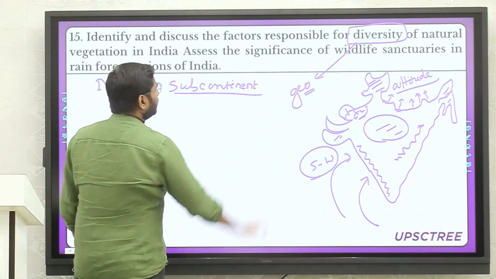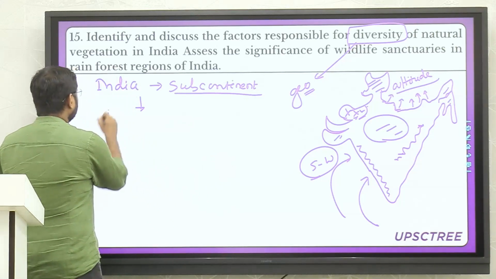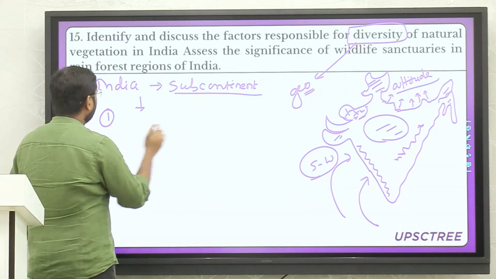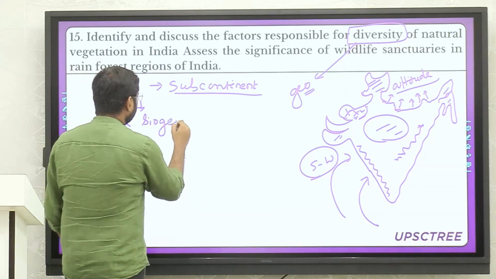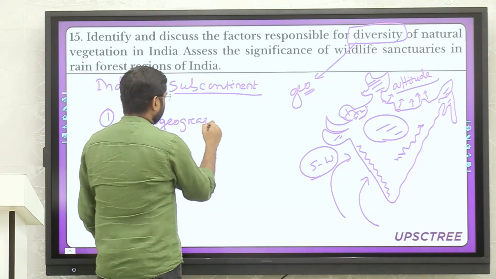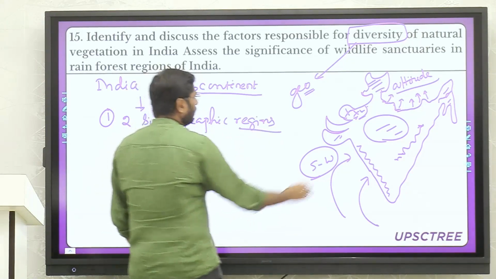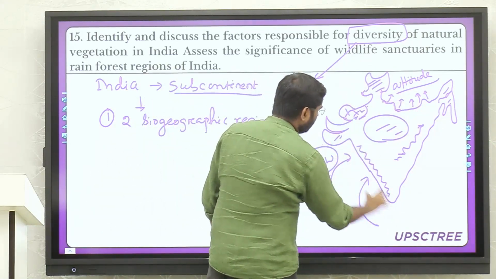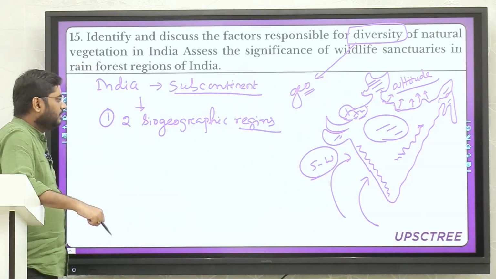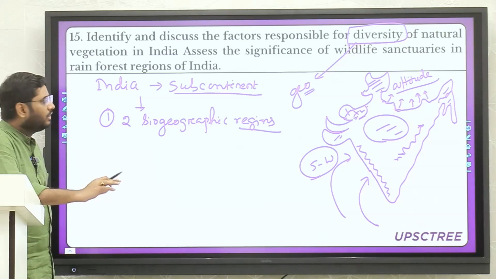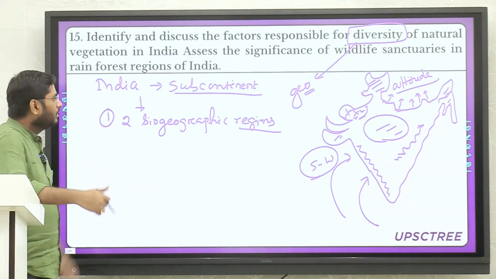So if you look at the natural vegetation, क्यों है? First, because India is home to two biogeographic realms. Two biogeographic regions. What is that? One is the Himalayan region and another is the Indo-Malay region. Okay, so these are the two biogeographic regions, the convergence of which brings a lot of diversity.